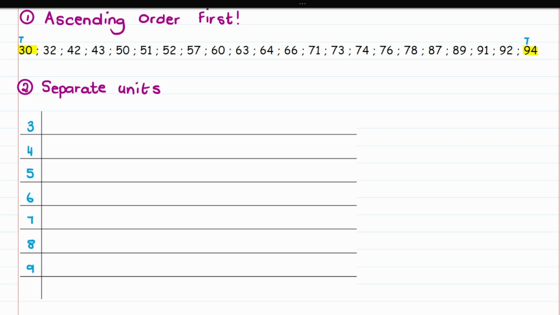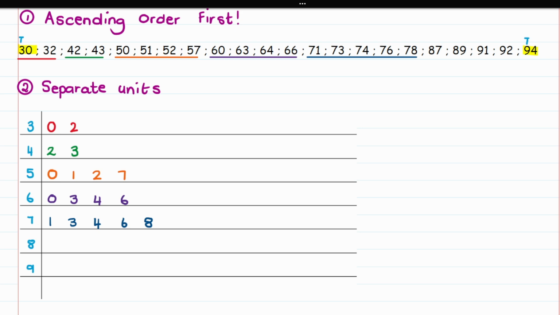Now for each digit in the units column, we're going to separate them next to their matching tens column. So in other words, we're going to do this for the 30s, the 40s, and so on. In the 30s, I'm going to write 0 and 2 to represent the numbers 30 and 32. Next to the 4, I'm going to write 2 and 3 because this represents 42 and 43. Next, in the 50s, I've got 0, 1, 2, and 7. And so I'm going to continue to complete the rest of my stem and leaf display.